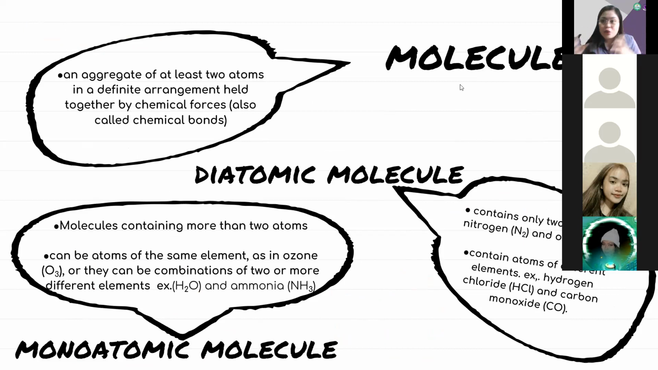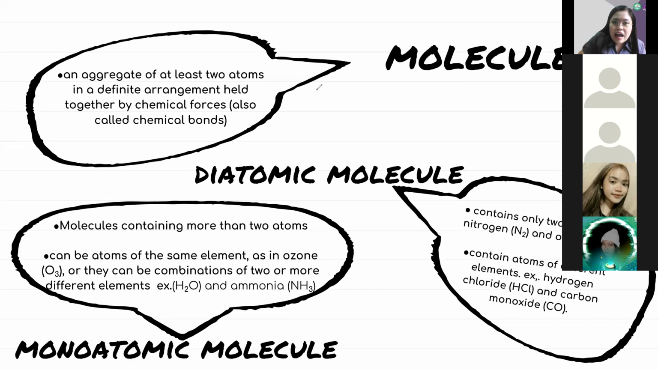Atom, basic unit ni matter. Pero pag molecules, that is actually combination of two or more atoms. So pag ang dalawang atom or even more than two atoms mag-combine, that's the time we call it a molecule. So a molecule again is an aggregate of at least two atoms in a definite arrangement and they are held together by a chemical force, and that force is called the chemical bond. So chemical bond ang tawag natin dyan ha.